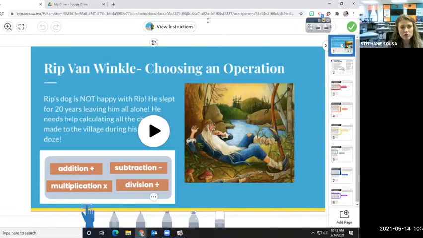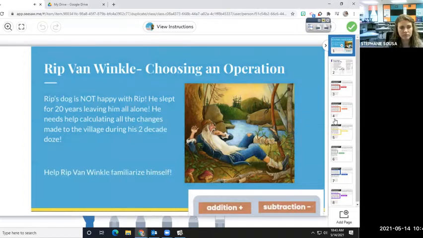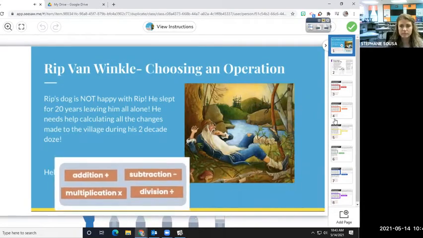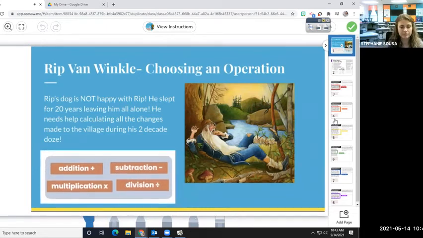Here is what you are going to accomplish today. Rip Van Winkle choosing an operation. Rip's dog is not happy with Rip. He slept for 20 years, leaving him all alone. He needs help calculating all the changes made to the village during his 2-decade doze. Help Rip Van Winkle familiarize himself. Today, you will be solving problems related to the story using addition, subtraction, multiplication, and division.